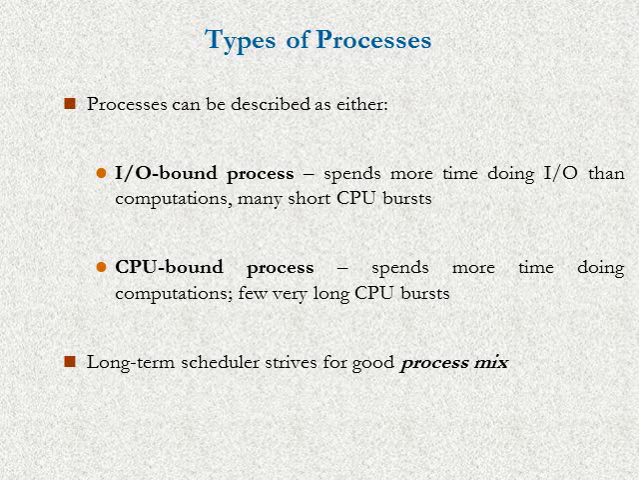The other type is CPU bound processes, which spend most of their time on computations, and only rarely get involved in input and output operations. It is the responsibility of the long-term scheduler to find a good mix between these two types of processes so that the system is not loaded in a bad manner.